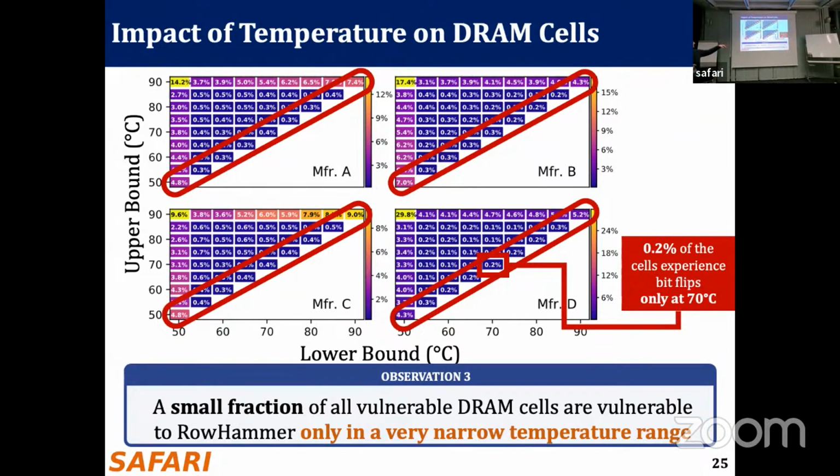Whatever we see here, for example 4.8%, those cells can be vulnerable to RowHammer at lower temperatures as well. We just didn't test that range. The reason is that the temperature was not really stable below that range because of limitations in our infrastructure. We didn't have cooling, we only had heating.